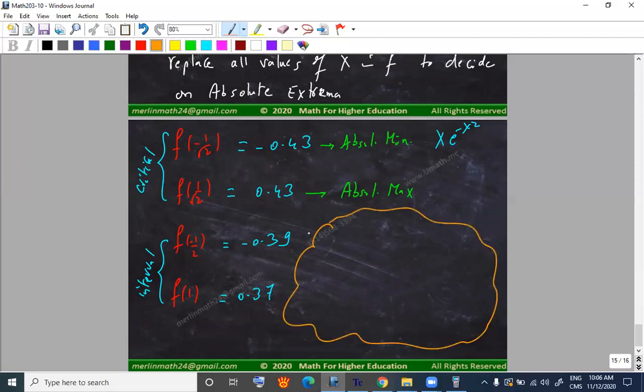Go ahead. What shall I write? Absolute max occurs at 0.43 at x equals 1 over square root. Yeah, good. This value is at x equals 1 over radical 2. Absolute minimum is minus 0.43. This is by chance that those are the same. It's not like a rule, okay?